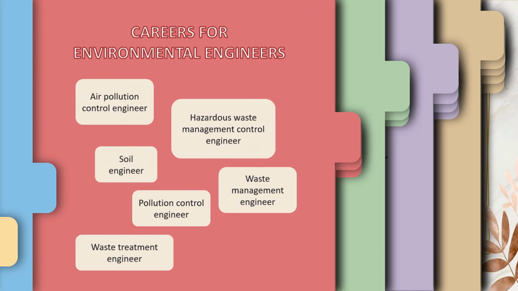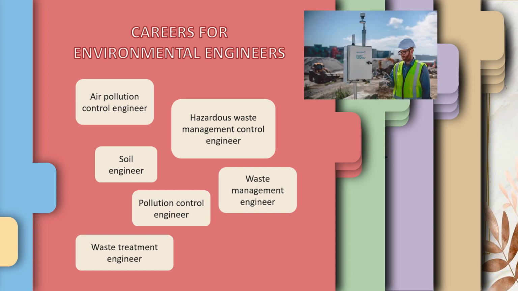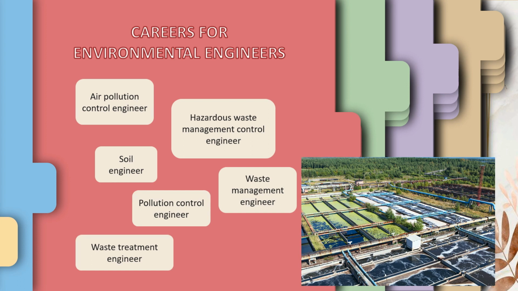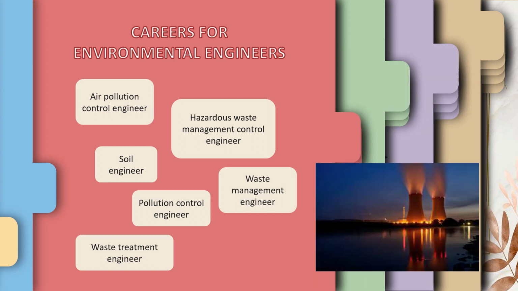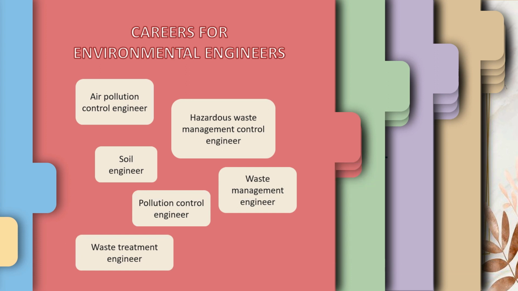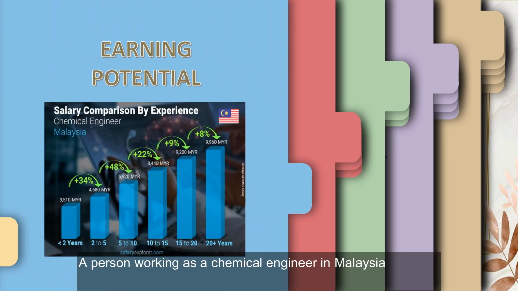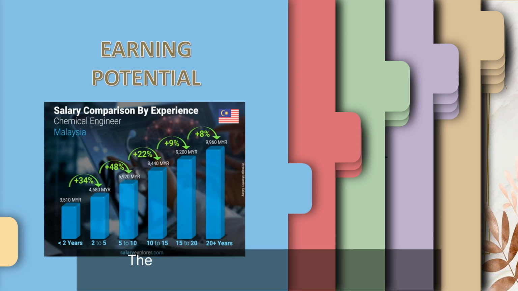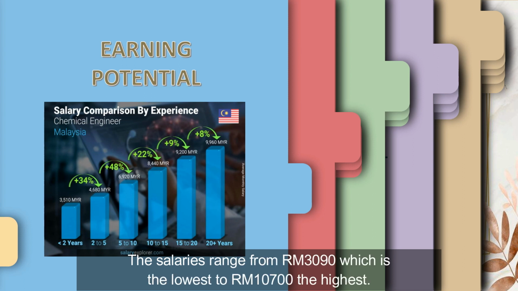As an environmental engineer, you can work in various types of areas. You can work as an air pollution control engineer, soil engineer, pollution control engineer, waste treatment engineer, petroleum engineer, nuclear engineer and many more. A person working as a chemical engineer in Malaysia typically earns around 6,710 Malaysian ringgit per month. The salaries range from 3,090 Malaysian ringgit, which is the lowest, to 10,700 Malaysian ringgit, the highest.